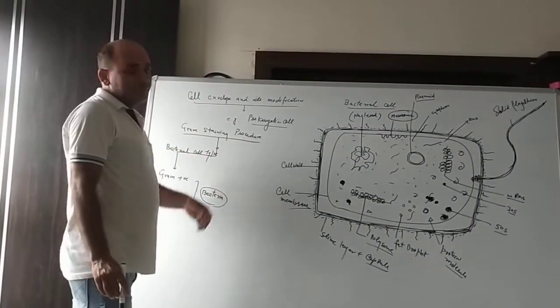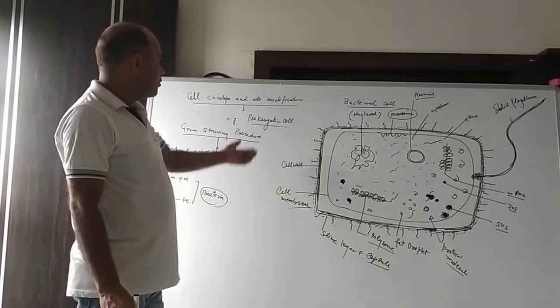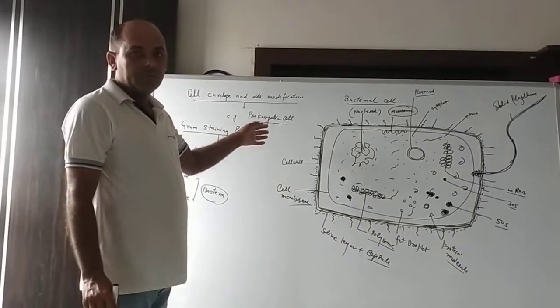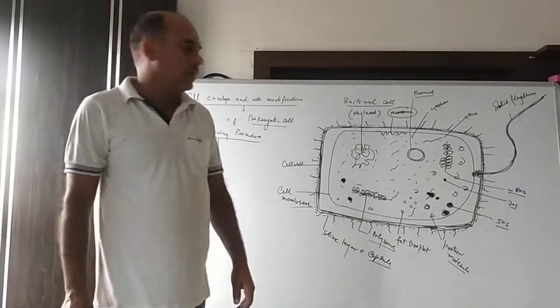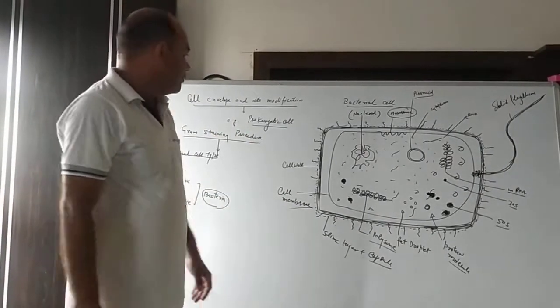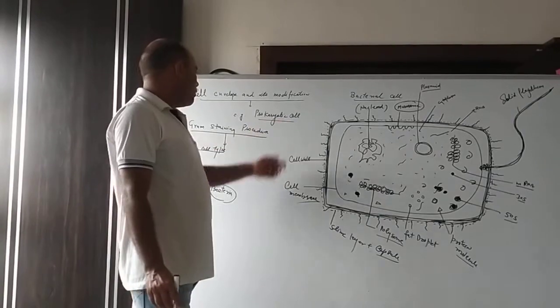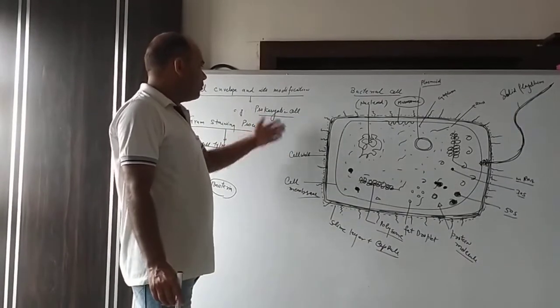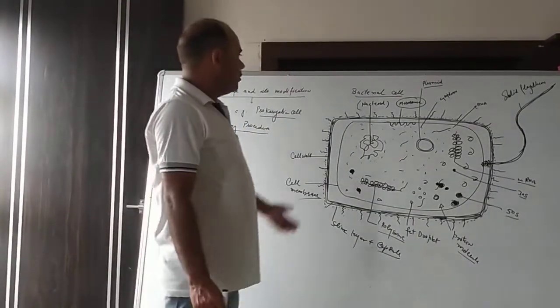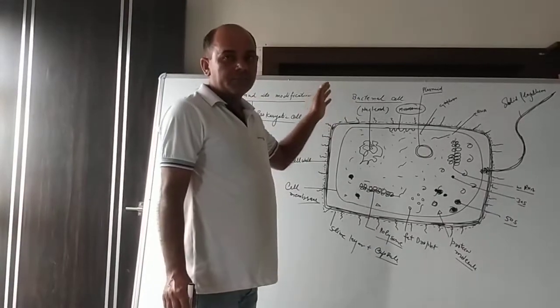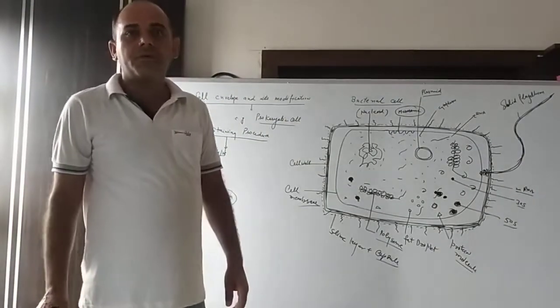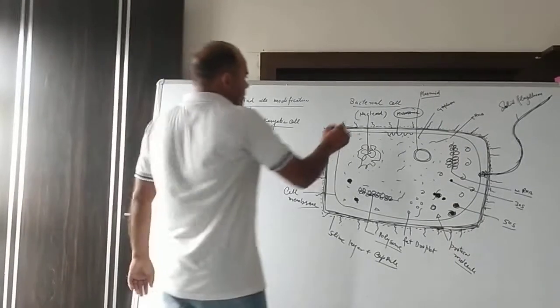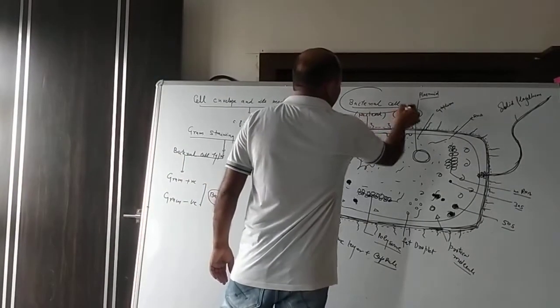By taking the simple example of a prokaryotic cell. You know very well there are two types of cell, prokaryotic and eukaryotic. So by taking the example of prokaryotic cells, the best example is the bacterial cell, which comes in the first kingdom, which is called Monera. This is the simple diagram of a bacterial cell.